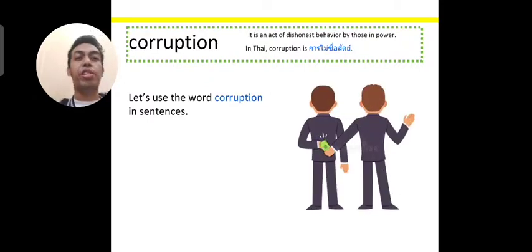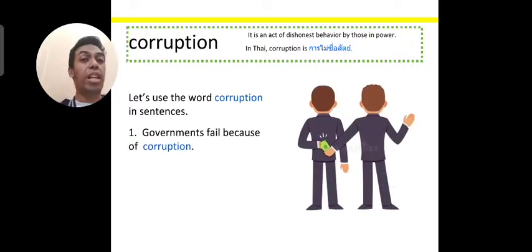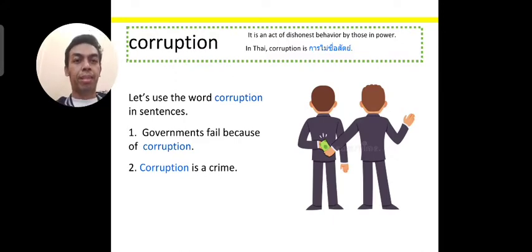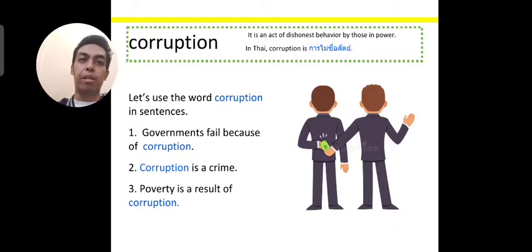So this is an illustration of corruption. Number 1, governments fail because of corruption. Let's say that again. Governments fail because of corruption. Number 2, corruption is a crime. Again, corruption is a crime. Okay, number 3, poverty is a result of corruption. When there's corruption in our society, people tend to become poor and some become very rich, which is not fair.